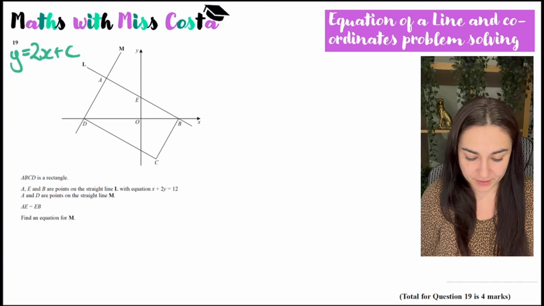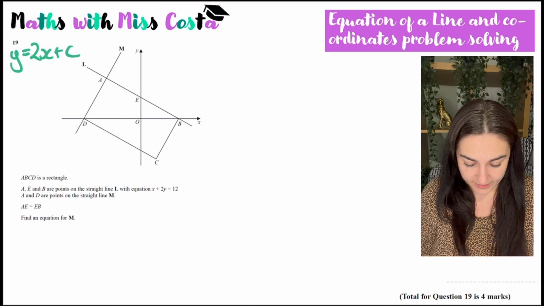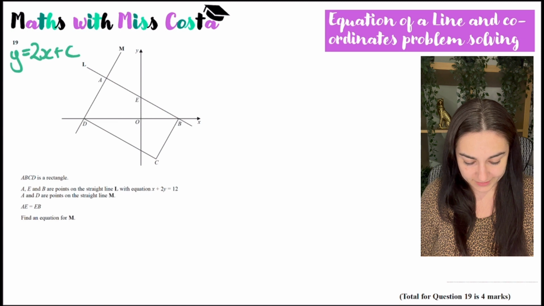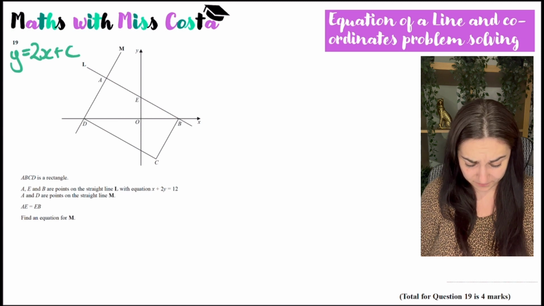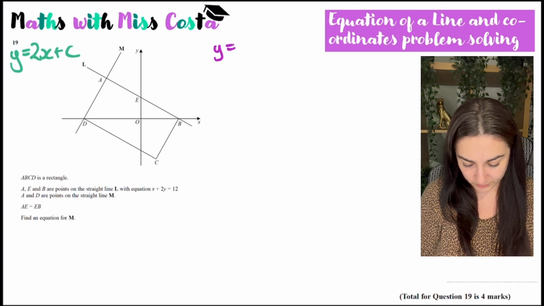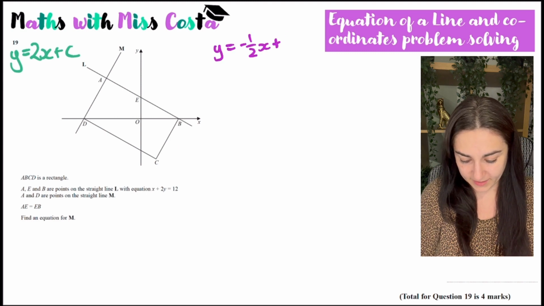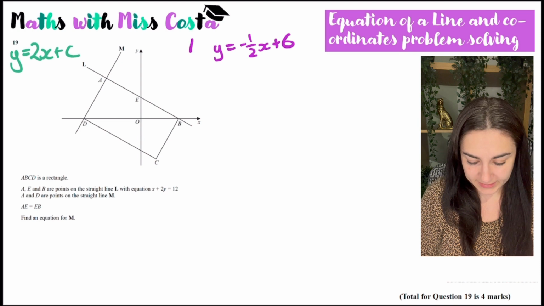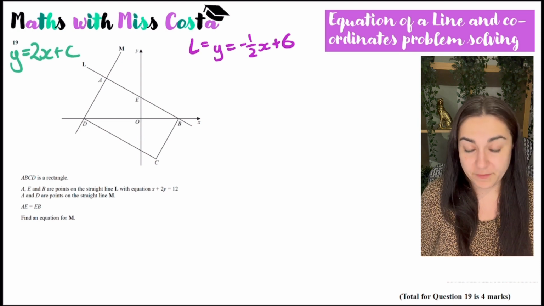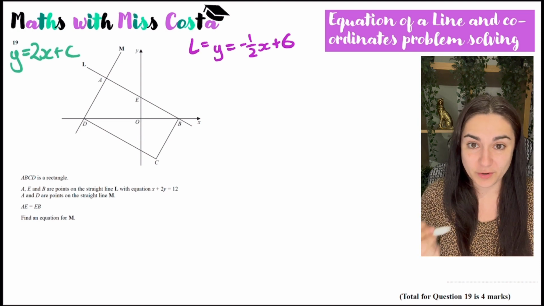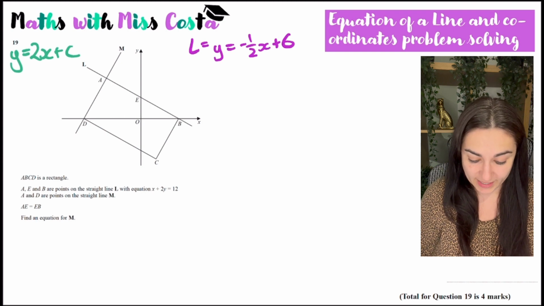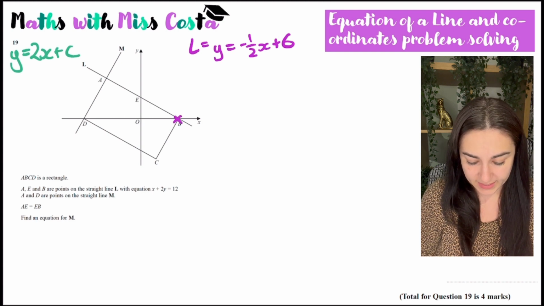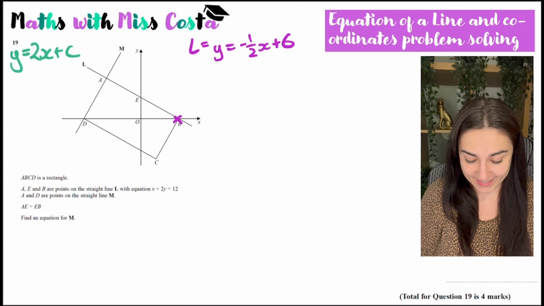Well, let's have a look at the information I have. I shouldn't have deleted the other one. What did I say the equation of that line is? It was y equals -1/2x plus 6. So that's my line L. If I have the equation of a line and I have a coordinate, I can use that to work out another coordinate. So over here, you know that B crosses the x-axis.